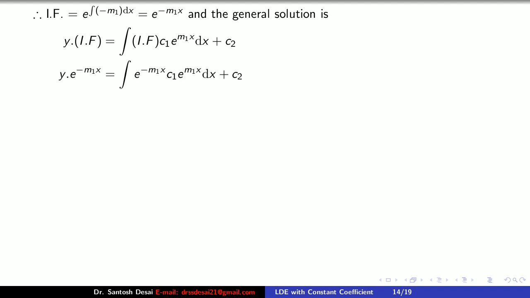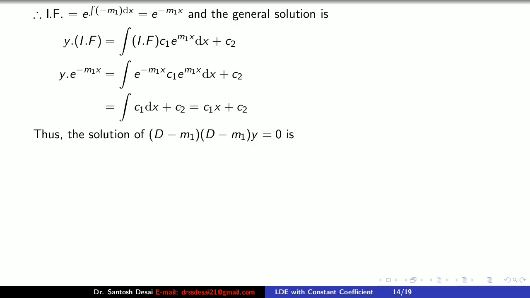Now we substitute the value of the integrating factor, so we get a new equation, and then we simplify it. By cancelling the terms e raised to minus m1x with e raised to m1x, we simply remain with the integral of c1 dx plus c2. Now integrating this, we get c1x plus c2, and from this relation the value of y is (c1x plus c2) e raised to m1x.